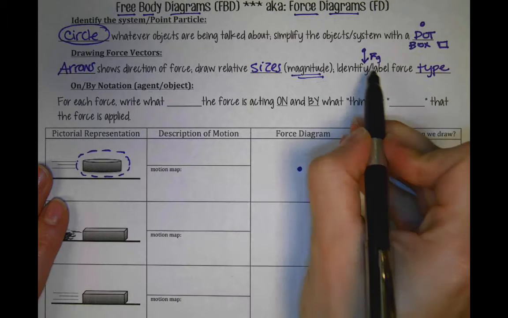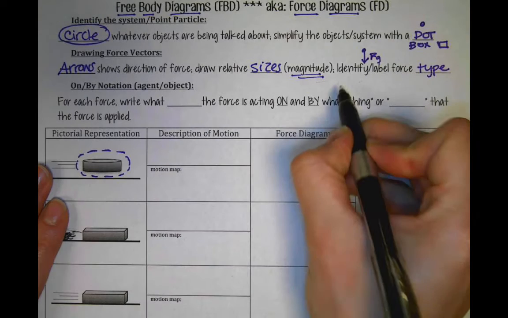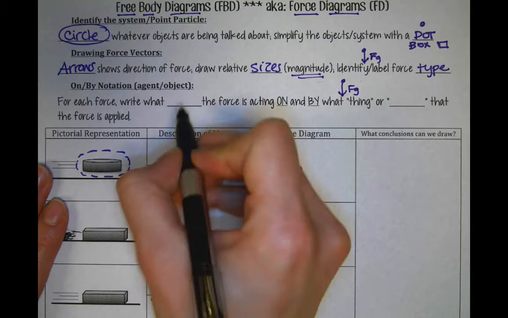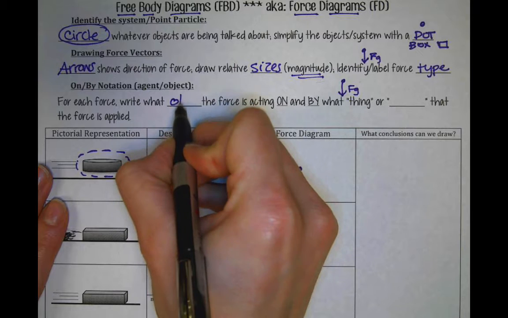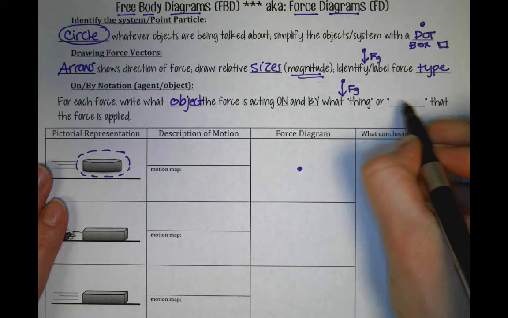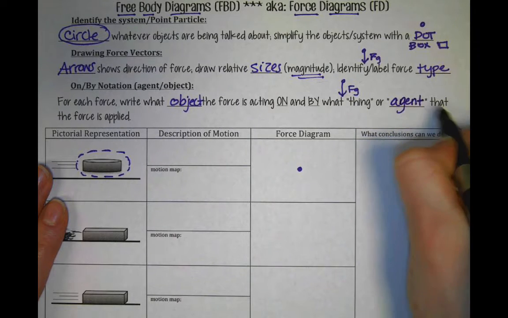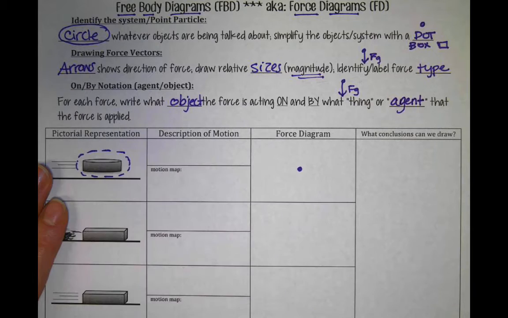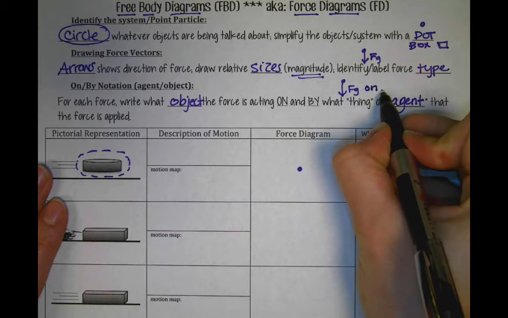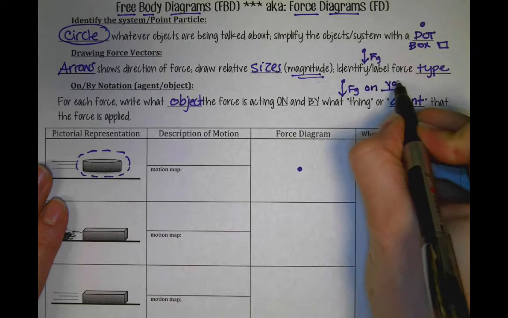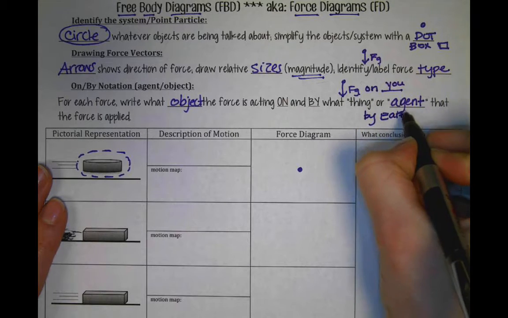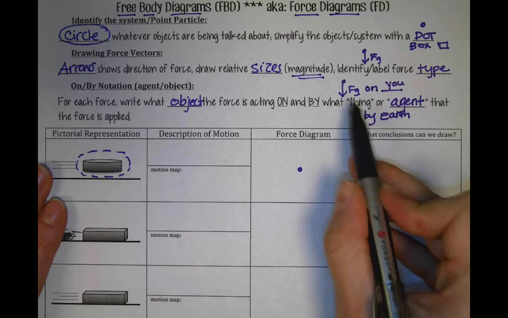The next one says on-by notation or agent-object notation. This one is anytime we write a force, so if we have FG written there, I'm going to write it again. For each force, write what object the force is acting on and by what thing, or usually that's what it's called, an agent, that force is applied. So if it's the force of gravity, this one is always on, and then you could put in the blank on whatever, on you. And gravity to us is happening by the Earth. So the Earth is causing that force of gravity on you.